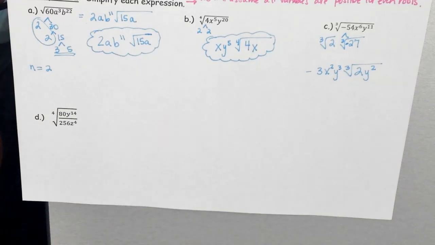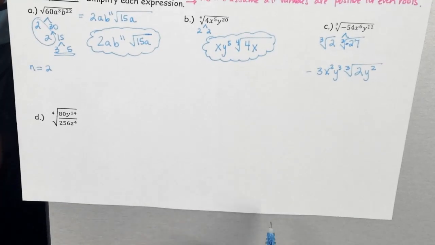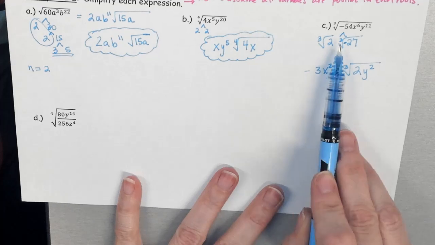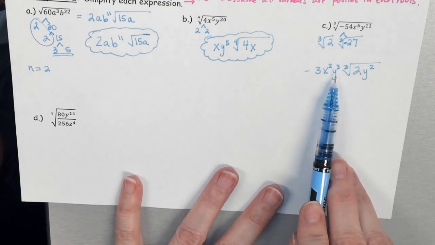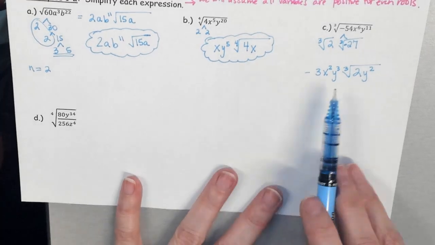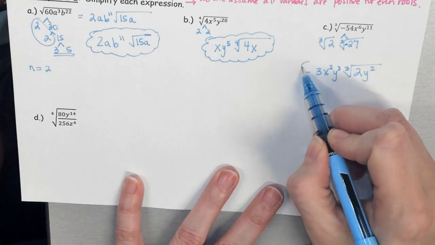All right, let's double check here. So you should have negative 3x squared y cubed times the cube root of 2y squared. 3 goes into 6 twice, none left over. 3 goes into 11 3 times. 3 times 3 is 9, which means you have 2 left over. Don't forget, you need to have that y to the 3rd and then also this cube root there.